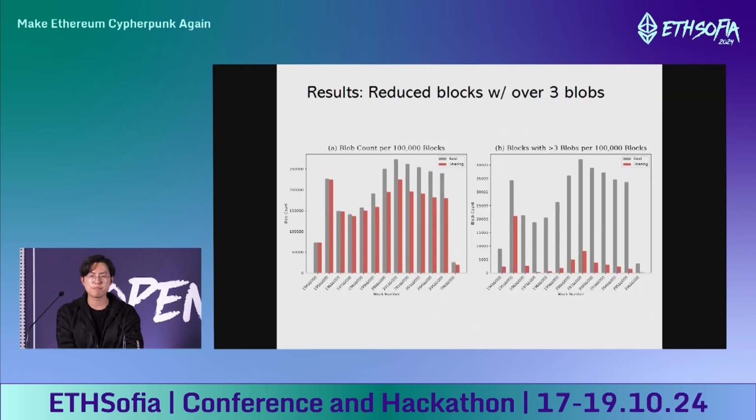As I told you, the blob base fee mechanism moves exponentially with the excess blob count. So if there are more than 3 blobs, then the blob base fee increases exponentially. There are 2 graphs. The left is just the number of blobs, which is not that different, only about a 20% difference. But on the right side, there are the blocks with over 3 blobs. The total count of blobs is not that different, but blocks with over 3 blobs decreased dramatically. That made the blob base fee very smooth.